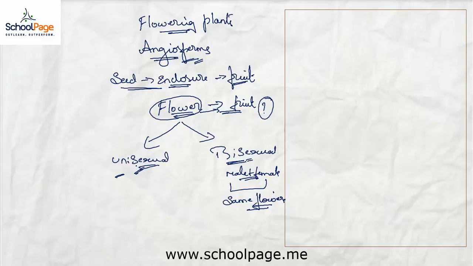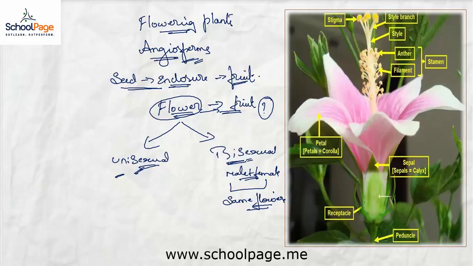Now let us see some examples. Now observe the flower carefully. Here is the stigma. You can see style here. Anthers, filament, together called as stamen. Coming down you can see the receptacle, and here you can see ovary.